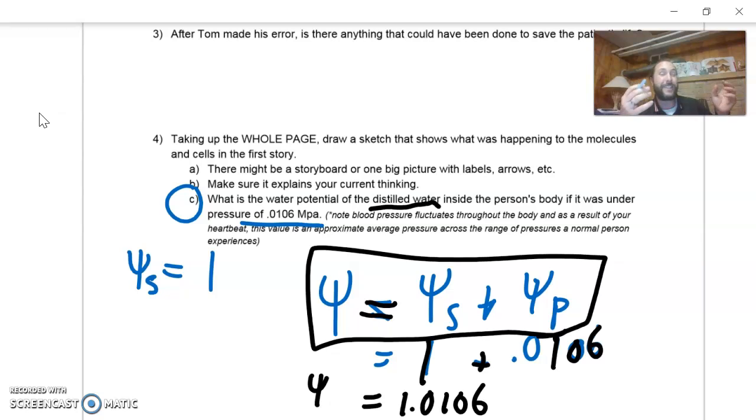The pressure actually causes the water to try even harder to get in, because it increases the water potential of the solution. So that's the review of Osmosis is Serious Business. Please let me know if you have questions.